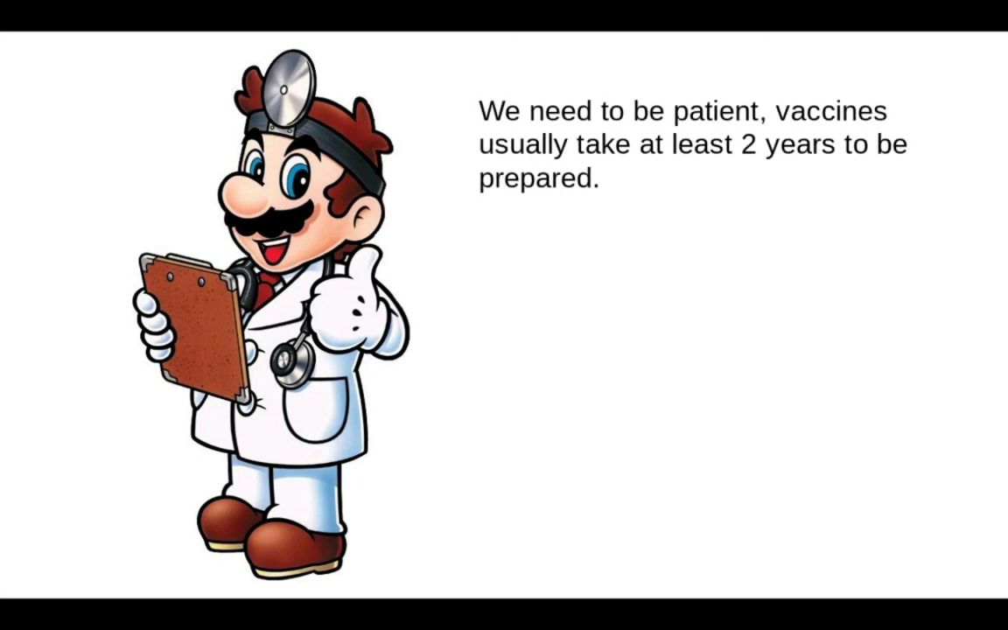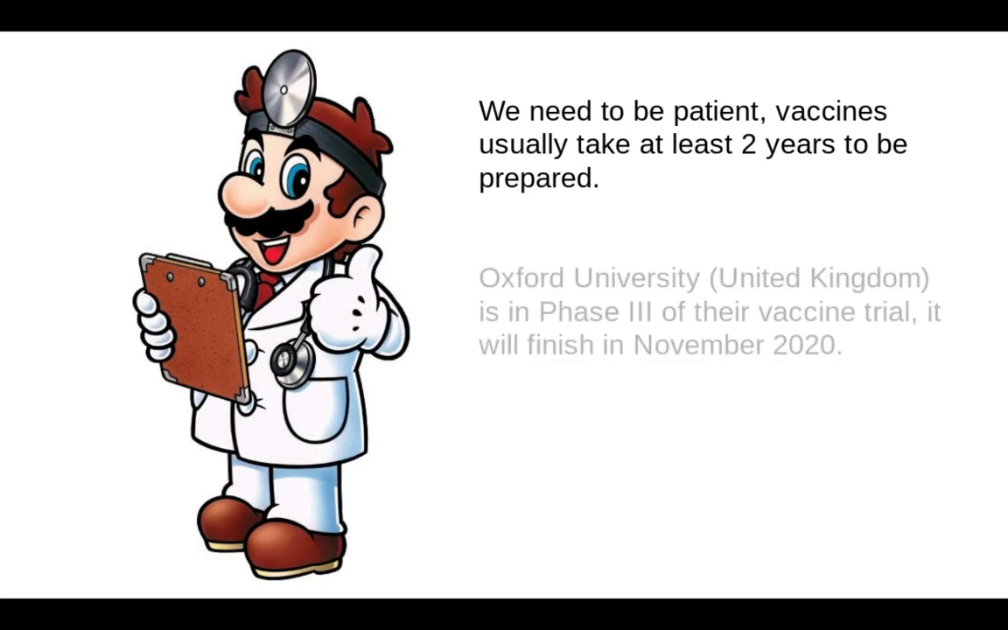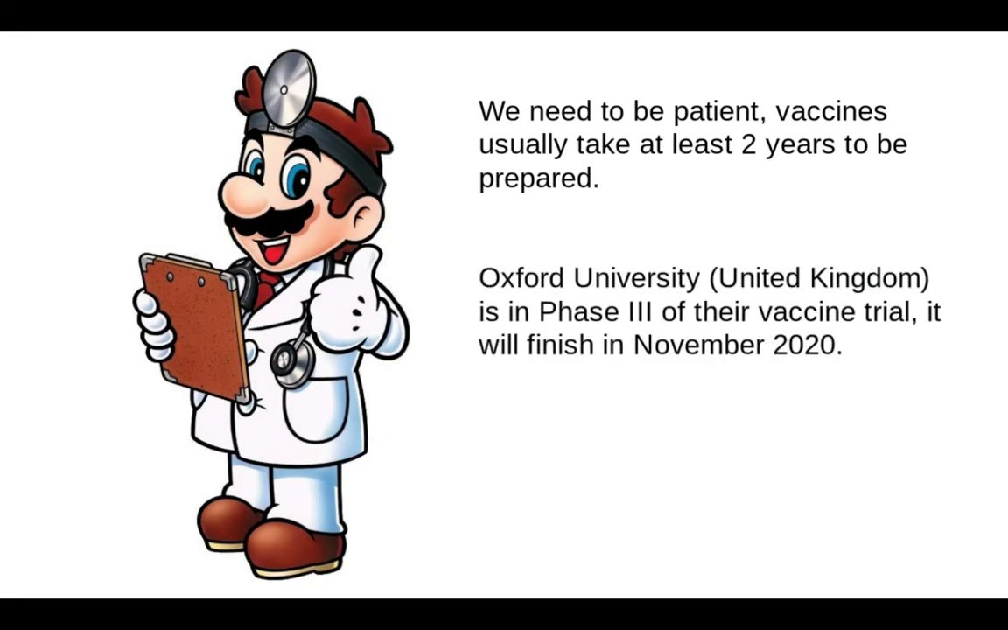We need to be patient. Vaccines usually take at least 2 years to be prepared. This vaccine that we're making for COVID-19 will be the fastest vaccine ever produced. Oxford University in the United Kingdom is in phase 3 of their vaccine trial. It will finish in November 2020, okay?